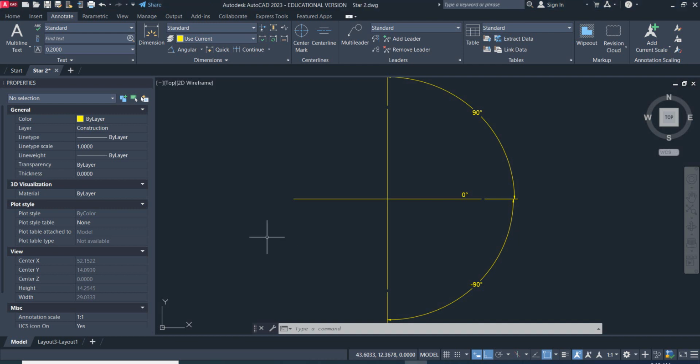Okay, this video is going to be about explaining the star 2 drawing. And it's not a difficult drawing, you just have to understand the concepts of angles in AutoCAD and then what math it is that you're trying to do. So it's not super complicated.